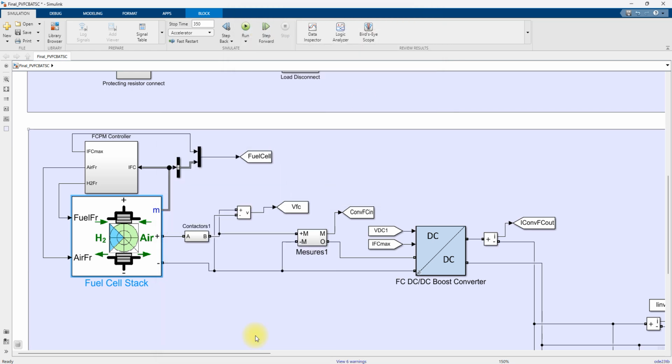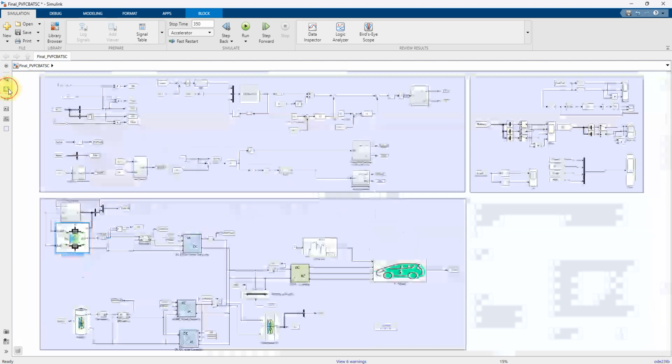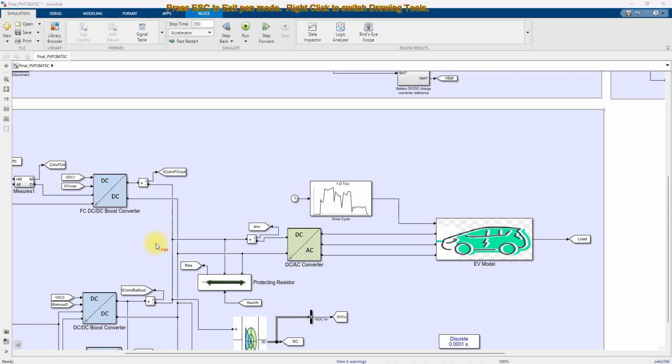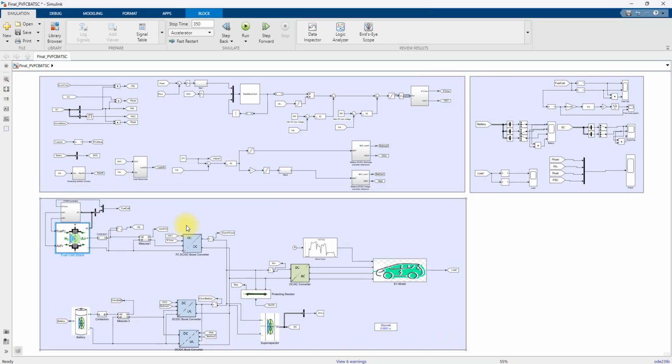Here the fuel cell is connected to the DC bus. So this is known as a DC bus or DC link. The fuel cell is connected to the DC link via this boost converter. This boost converter is going to be controlled by means of power balance. So according to the power requirement of the EV system, the fuel cell will supply the power.